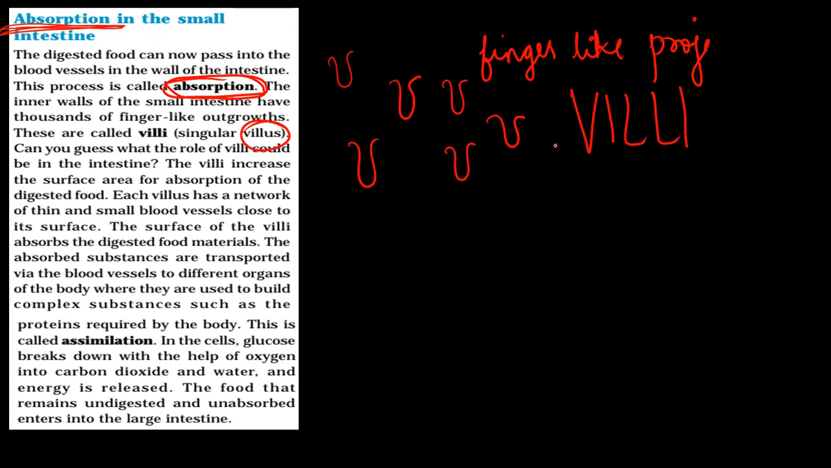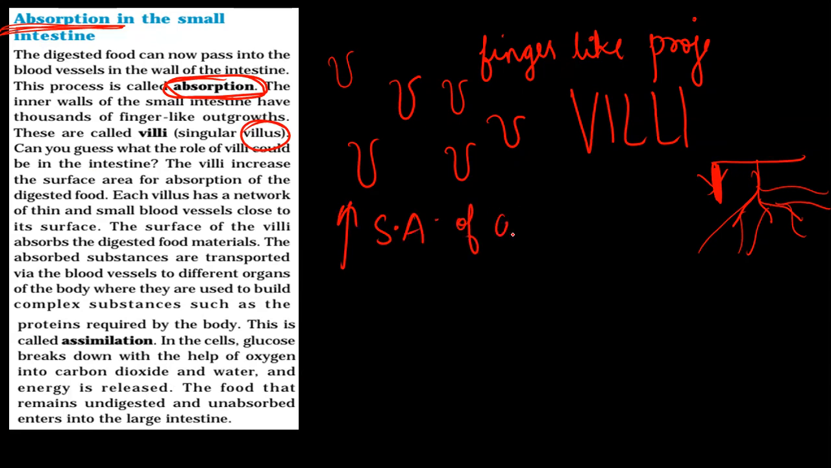Now, why do we have such finger-like outgrowths? Why is it not like a piece of paper? Or why is the surface in itself not absorbing? Why do we have these finger-like projections? In circulation, we also learned that roots are not like this. They have root hair. They increase the surface area for absorption. Similarly, here we have villi, finger-like outgrowths. They increase the surface area of absorption. This is very important. When you think of villi, you have to only think of increasing surface area for absorption.